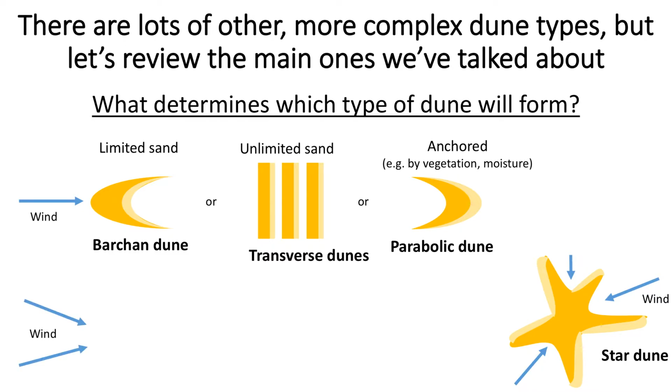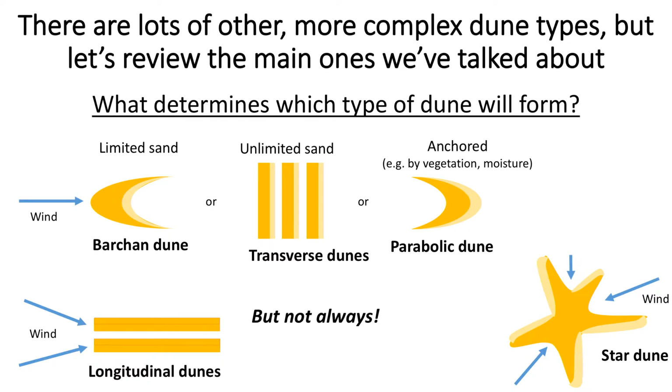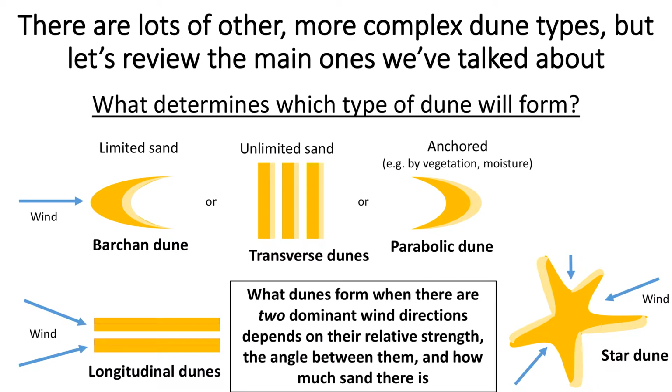And what if we have winds from a couple of directions? Well, then we probably expect to see longitudinal dunes. And in this case, both sides of the dune are going to have roughly an equal slope to each other. But that's not always what we see. What dunes form when there are two dominant wind directions can depend on their relative strength, the angle between them, and how much sand there is.